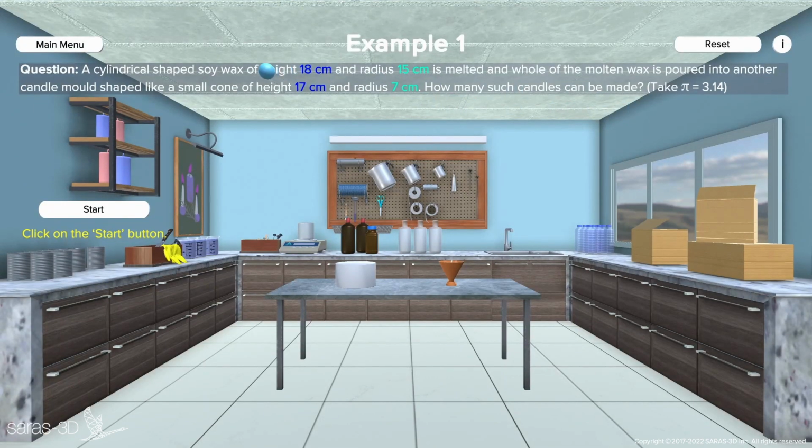So here, what is given to us? There is a cylindrical shaped soy wax, whose dimensions, height and radius, are given to us. We have to melt this and pour it into another candle mold which is shaped like a small cone, and its dimensions are also given. We have to find out how many such conical candles can be made from this cylindrical wax. So let us look at its solution.